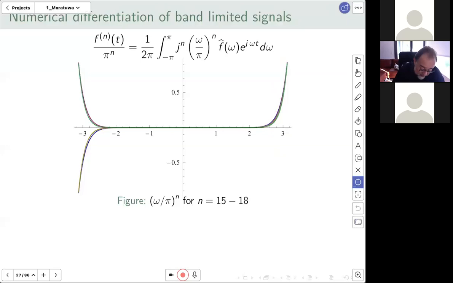And moreover, you can see that the derivatives of different orders, say 15 and 17, that are of the same parity, both even or both odd, are indistinguishable from each other, because these factors barely differ between orders 15 and say 17. So this clearly shows that it makes no sense to find high order derivatives of band limited signals.